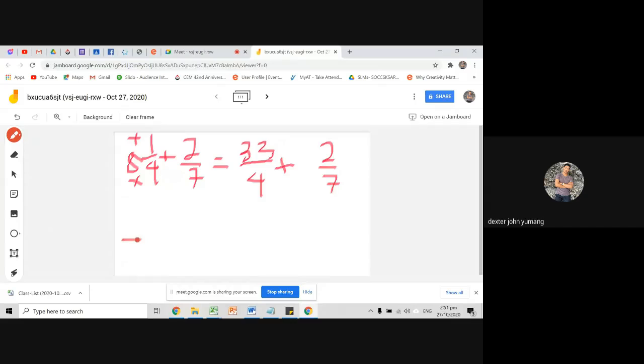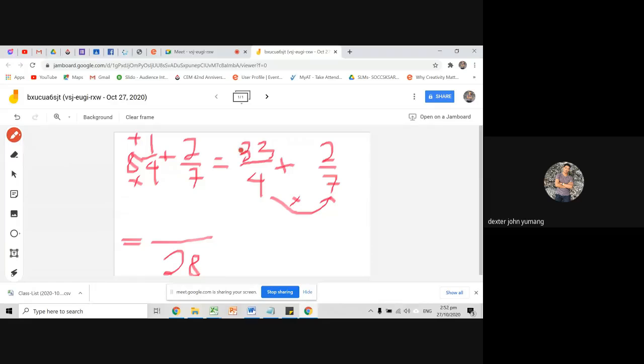Then LCD na po. Ilan po kayang LCD niya? 4 times 7. Ilan po ang LCD? Type on the chat box. 28 po, sabi ni Brian. That is very good, 28. So 4 times 7 is 28. I-multiply po siya. That is 28. So 28 divided by 4, ang sagot is 7.